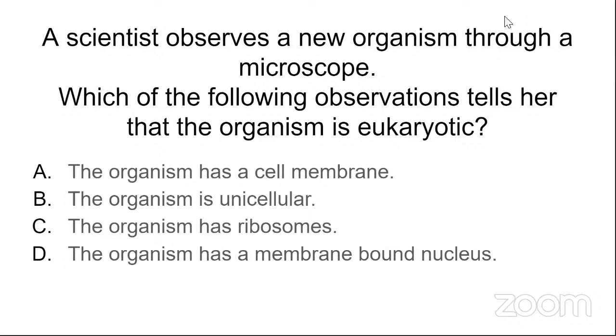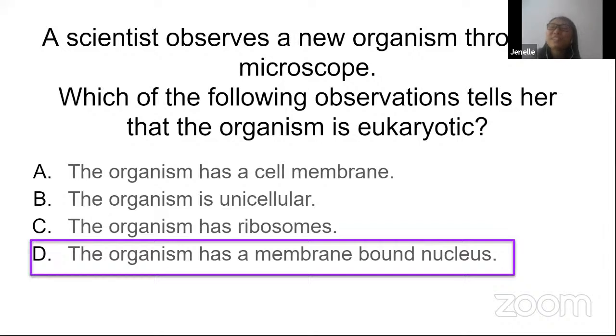Okay, it looks like most people voted. 80% voted D, 20% voted A. Okay, so I'm going to release the answer. The answer is D. The majority of you got it correct. I guess the other 20% said the organism has a cell membrane.